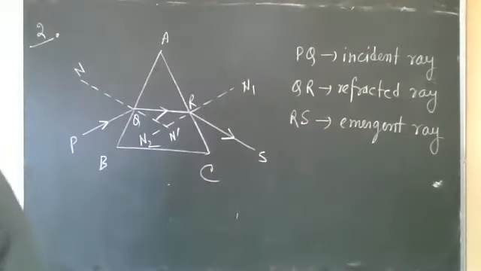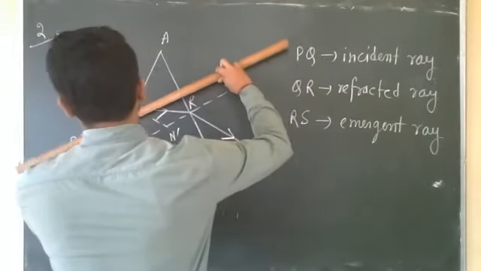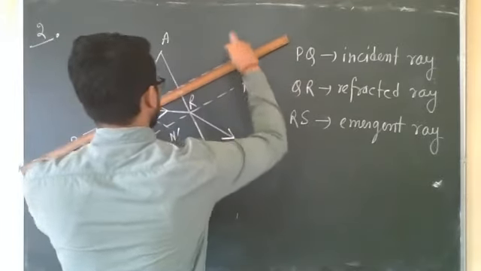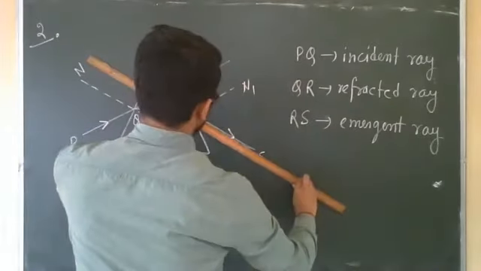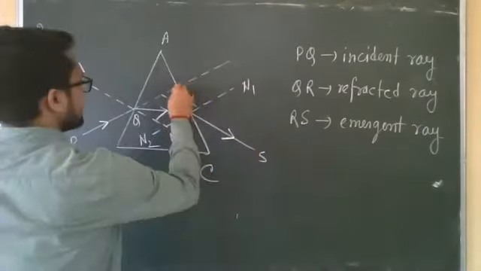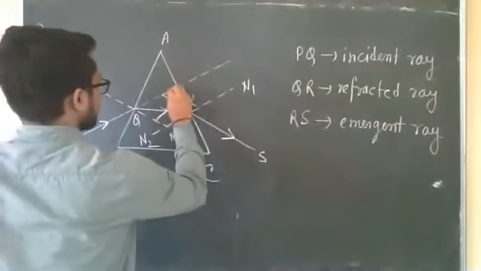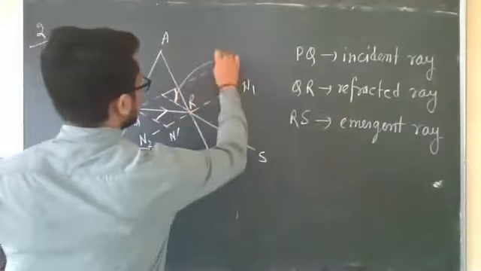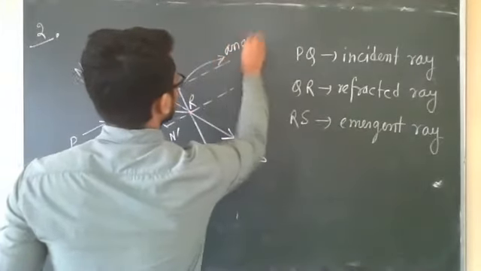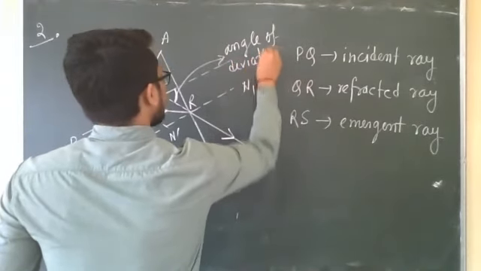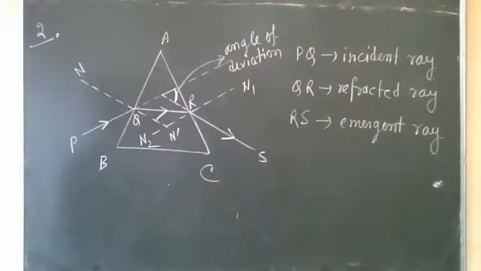And you have to show the angle of deviation. Then just extend it by dotted line. Extend the RS ray in the backward direction. They will meet at some point. This is the angle of deviation. This one you write here: angle of deviation. Clear?